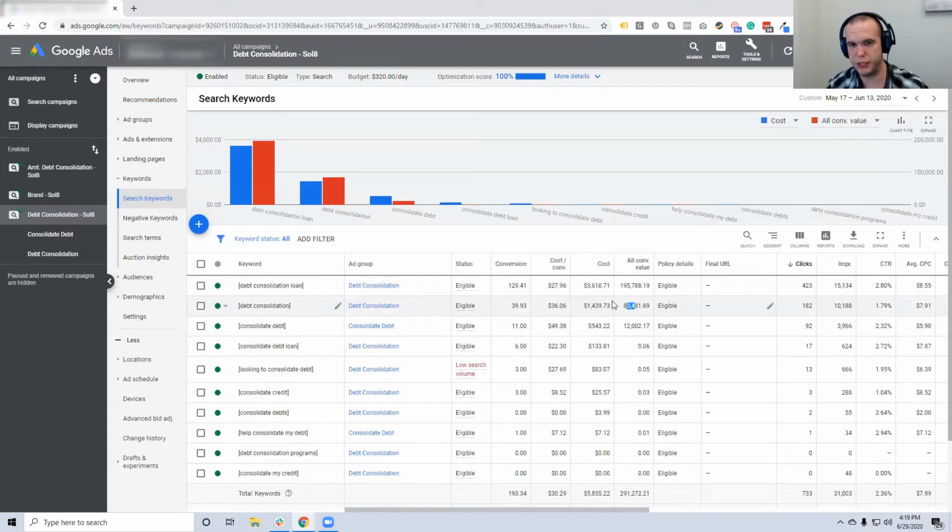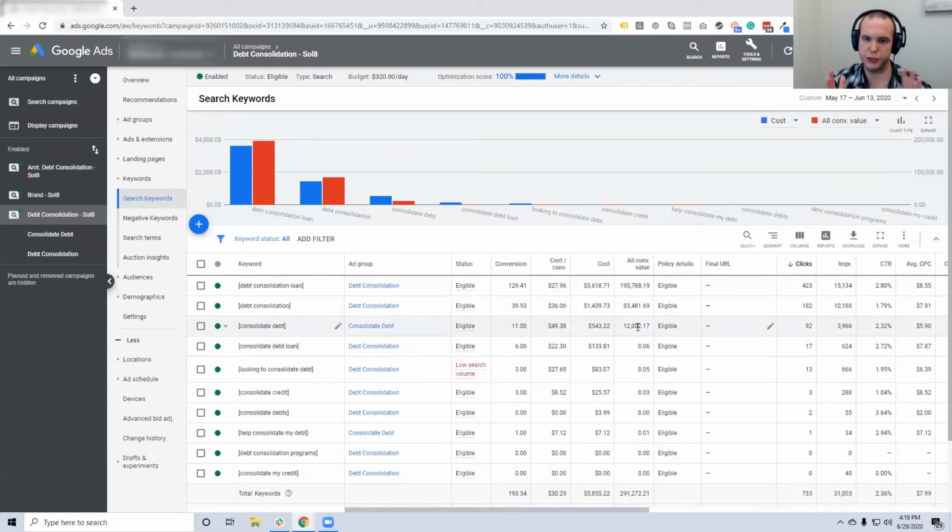Now what's particular about this client is we thought debt consolidation was going to be our top performing keyword. Debt consolidation loan actually turned out to be the top performing keyword and is within the KPI that he needs. It needs to be under a 2% acquisition cost. So what's cool about this is we can see, like, consolidate debt. We spent $543 and made $12,000.